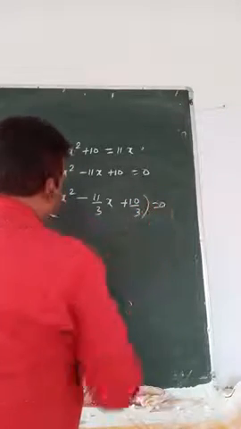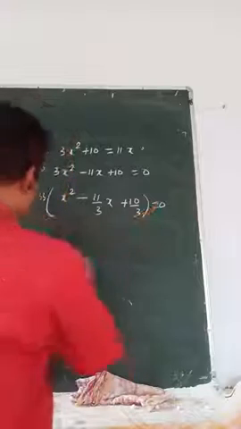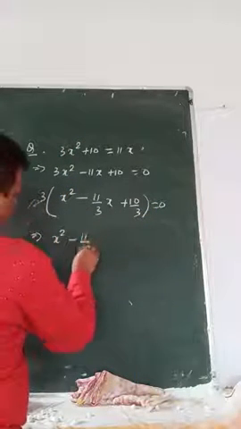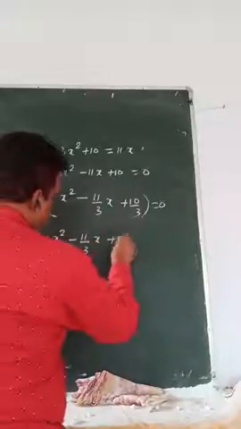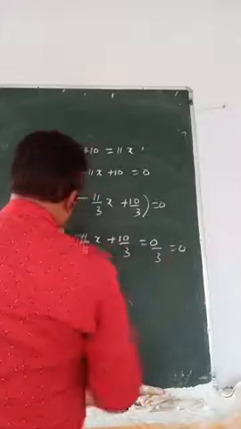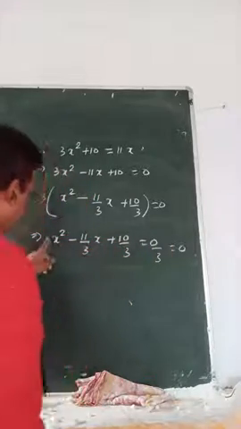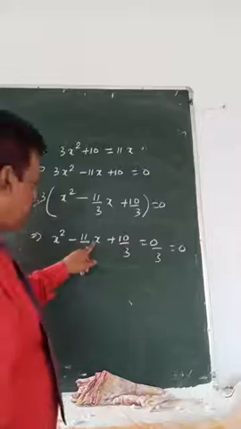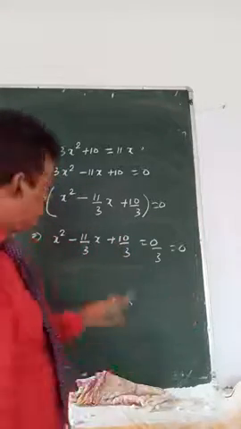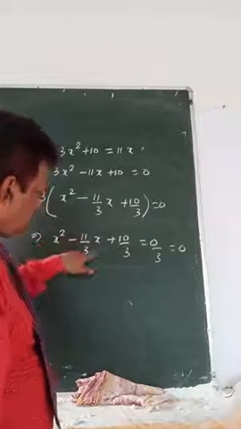Equals to 0. This 3 you can divide here. x square minus 11 by 3x plus 10 by 3 equals to 0 by 3, that is 0. Now it became a standard form. a square, you have to write 2ab then b square. But in 11 there is no 2. So what you have to do is you have to multiply 2, you have to divide 2.